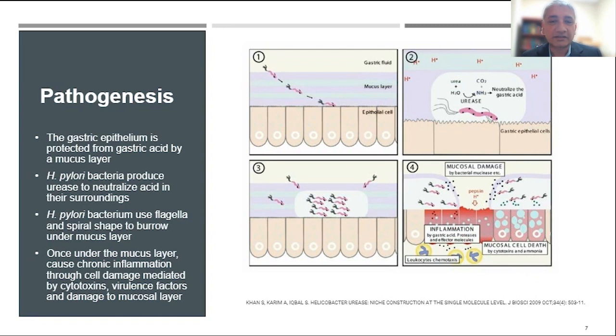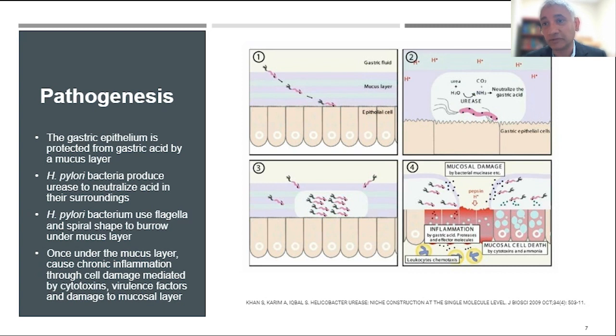This is a schematic that provides a basic overview of the pathogenesis of H. pylori. Normally, epithelial cells of the stomach, which are the cells that line the stomach, are protected from stomach acid by a mucus layer. H. pylori bacteria have various adaptations that allow them to burrow into the mucus layer and get right up next to the epithelial cells. We mentioned earlier that the bacteria is flagellated, so the flagella can help the bacteria burrow into the mucus layer. Its spiral shape also helps it sort of corkscrew into the mucus layer and get next to the epithelial cells.